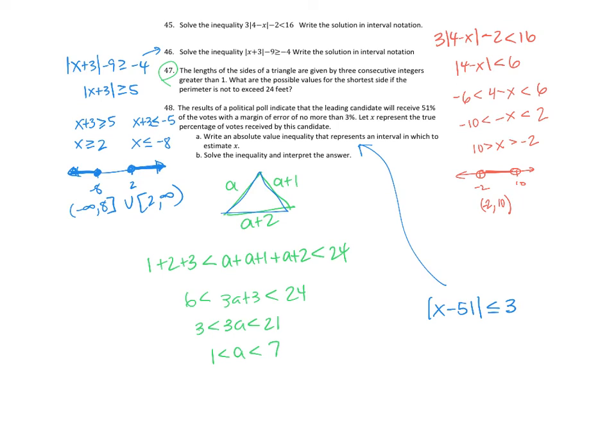And then if I want to solve that inequality and interpret the answer, that's telling me that x minus 51 is between negative 3 and 3. And so I can go ahead and add 51 to everything. And so I'm going to get 54 here. And if I do 51 minus 3, that's 48. So the actual percentage of votes that he could receive is somewhere between 48% and 54% would be received by that candidate.